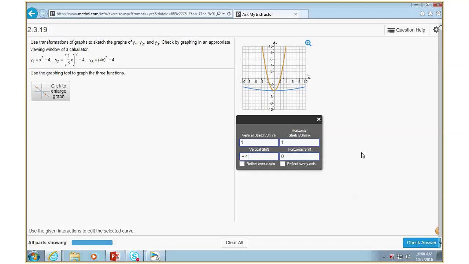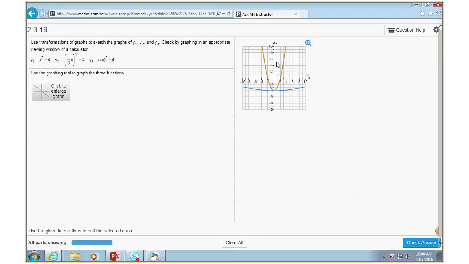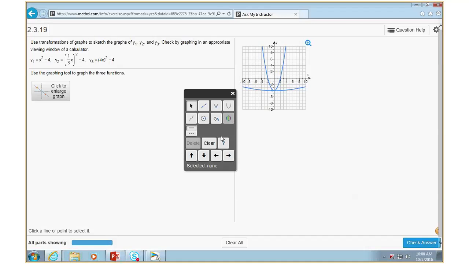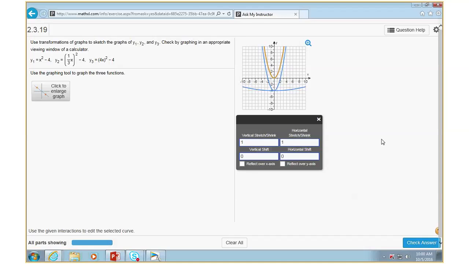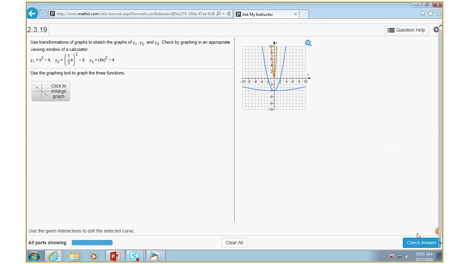Now 25. Now do I do the next one? I did the next one. That's that one. And then the next one, 4x. What does that turn into? 4 times 4 is what? So what does 16 do to it? Makes it really skinny, which means it's a vertical stretch of 16. And that should be your answers.